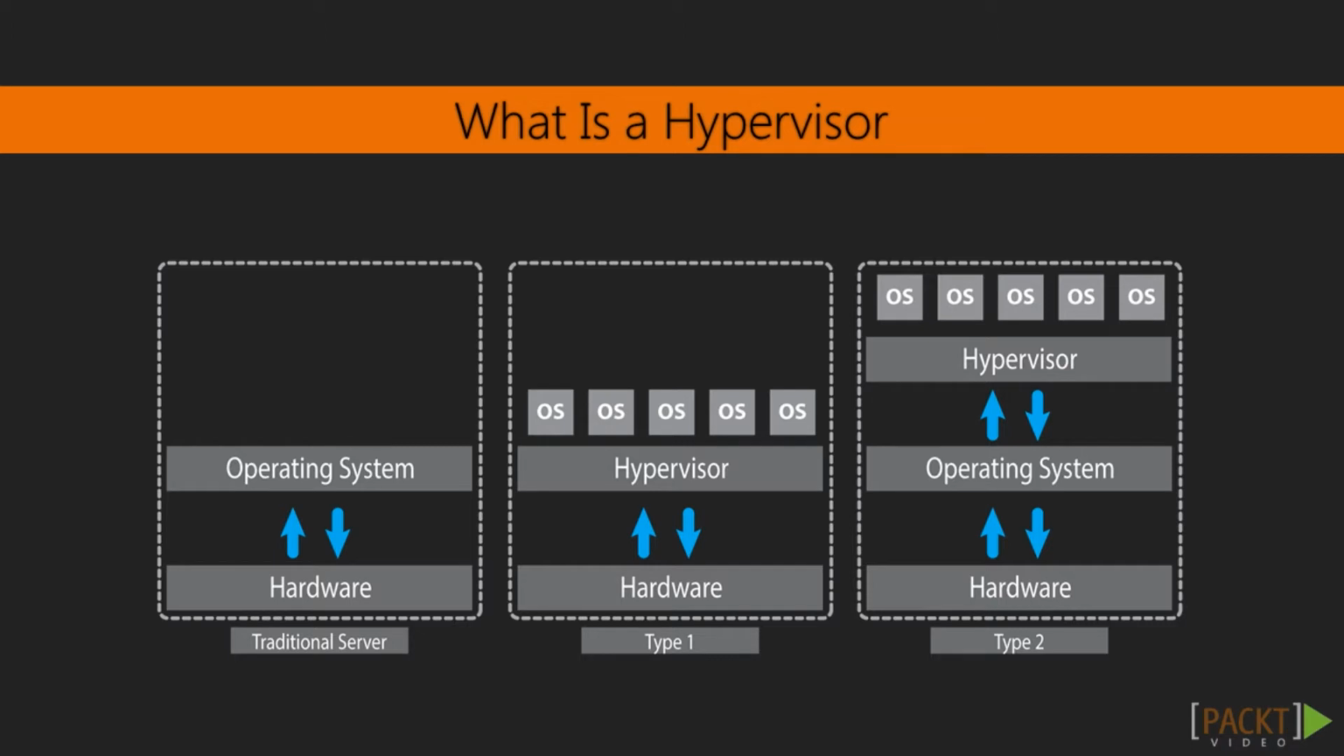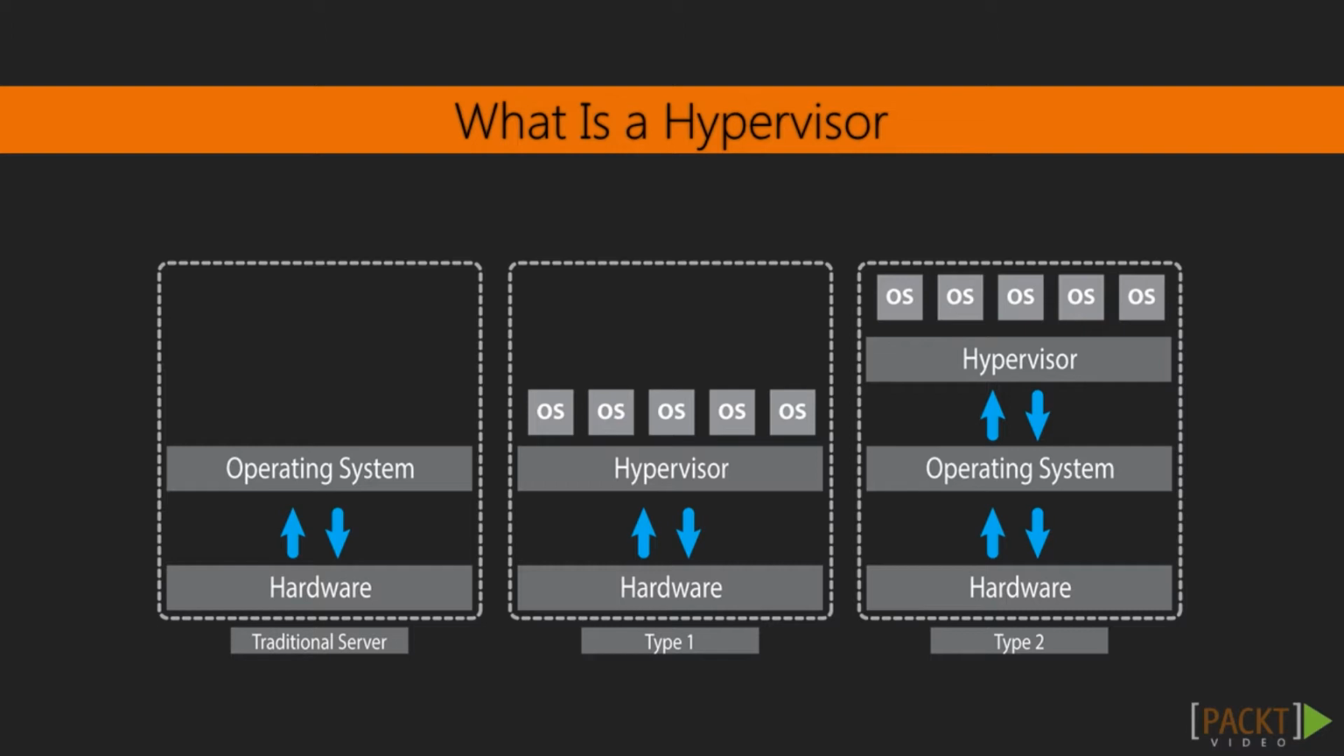A hypervisor is essentially a stripped-down operating system designed to do one thing: manage virtual machines. Hypervisors have evolved over time, but there are three commonly known types of hypervisors. You will see the traditional server with an operating system on the left, such as Windows Server. In the middle, you'll see the Type 1 hypervisor, also known as a bare metal hypervisor, because it is the only operating system installed onto the bare metal hardware or server.